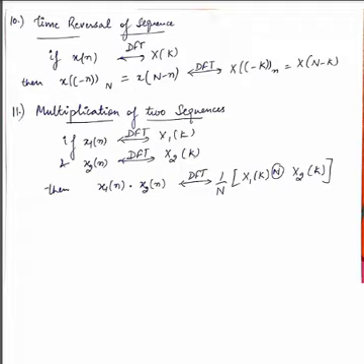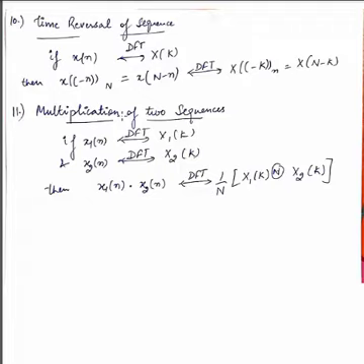Today I am going to deliver my lecture on properties of DFT, in continuation to our last lecture. We have studied 9 properties of DFT. Today we will do the last 2 properties: first is time reversal of a sequence, and second is multiplication of 2 sequences. First is time reversal of a sequence.